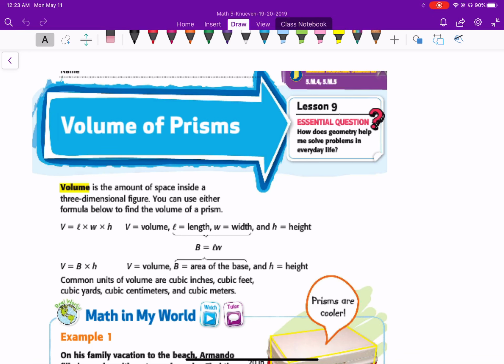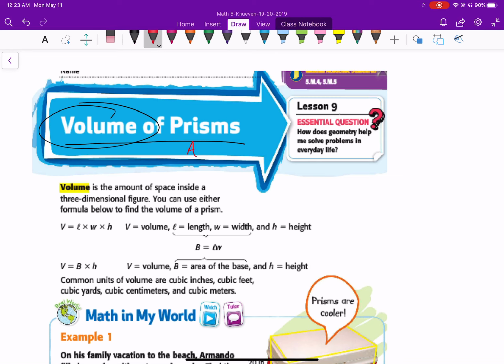All right, so in this lesson, 12.9, we are actually going to start talking about three-dimensional figures and really solving the volume of them. Now, volume is similar to area in that we are multiplying our measurements. However, we are finding the space and the capacity of those three-dimensional figures.